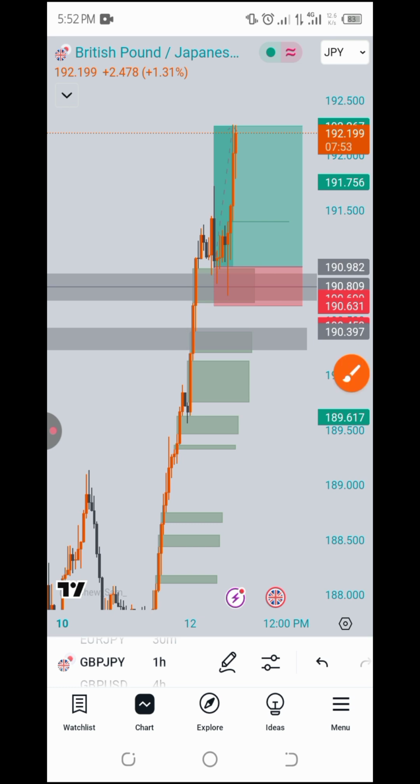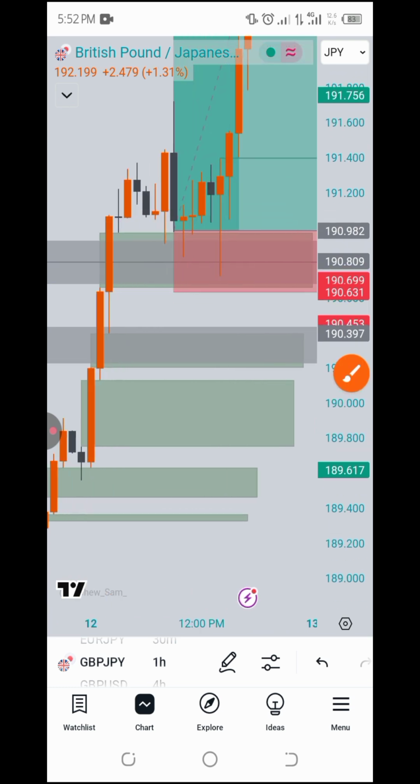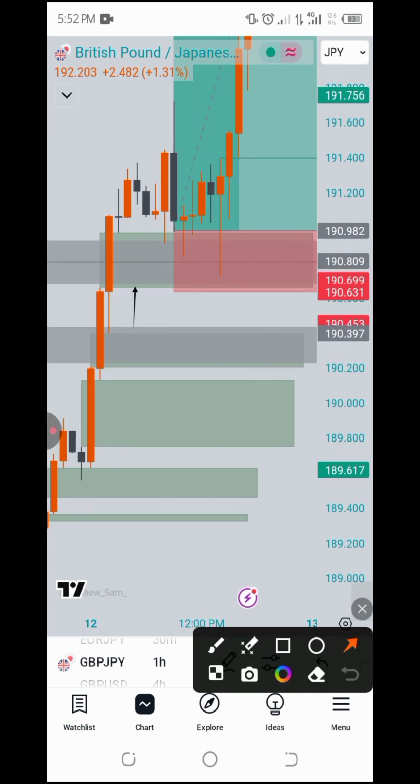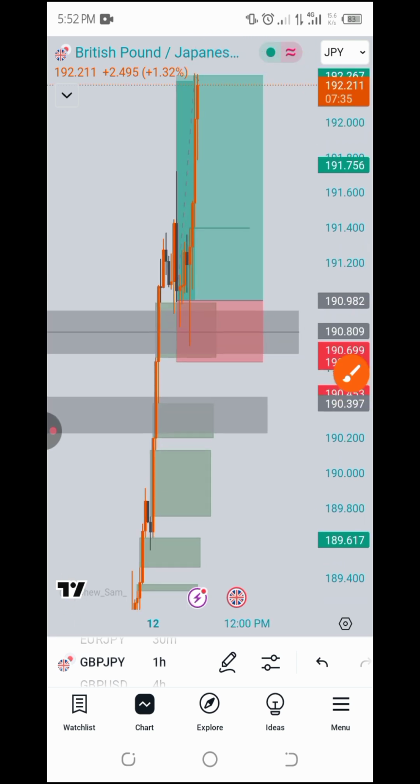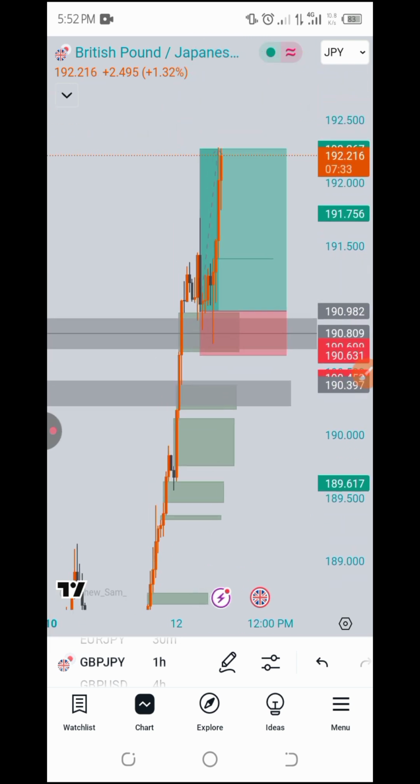Let me zoom in to show you so you can see it clearly. Can you see this green box right here? This green box you see right here is a fair value gap. There's a fair value gap, as you can see. So this particular candle, you see this big candle, this is the fair value gap right there. Okay, so the fair value gap is my confirmation. I always use fair value gaps as my confirmation before taking trades.